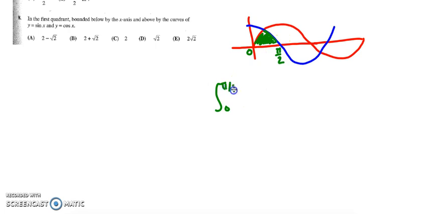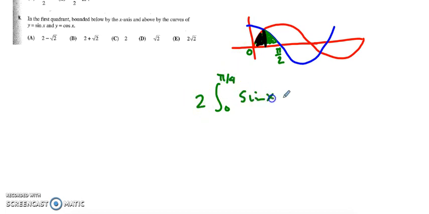So I'm integrating from 0 to pi over 2, except now that I'm doing this problem, I think I've got a line of symmetry right there. So if I integrated from 0 to pi over 4 and doubled that integral, my life will be a lot easier. So let's do that. And integrate from 0 to pi over 4, double it.